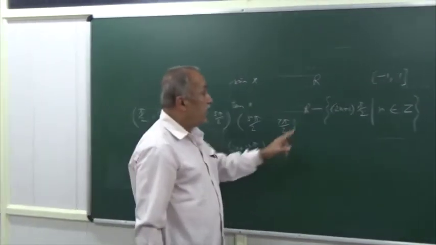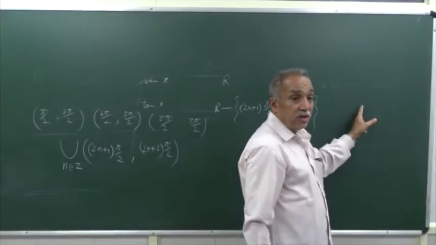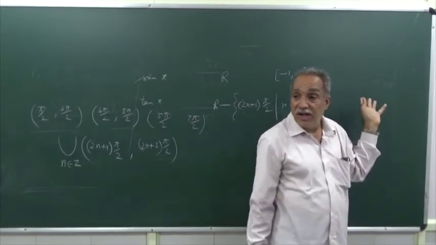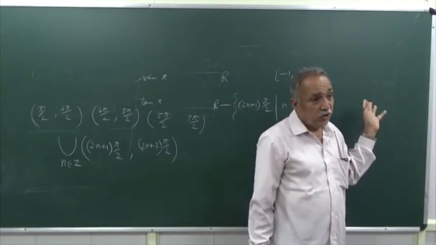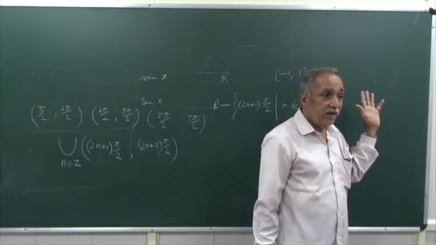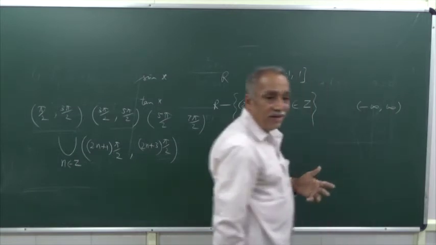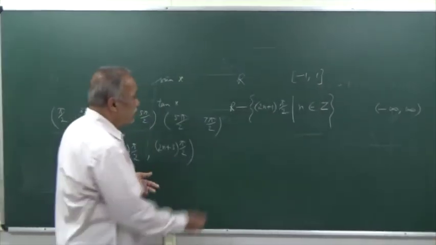Okay, domain is that. What about the range? Tan x range. Minus infinity to infinity, any value it can take. Fine, good. Okay. Secant x.